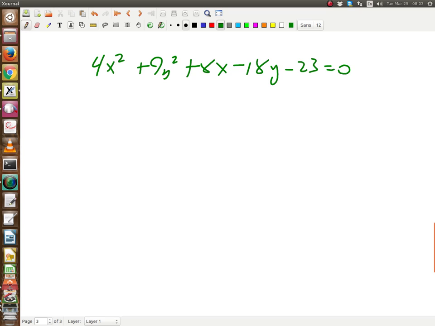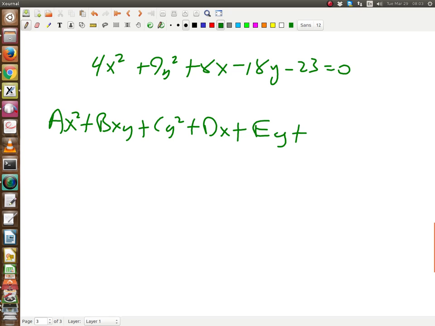Well, this comes under the heading of conic sections. Did you ever do conic sections? Ellipses, hyperbolas, parabolas? No? Conic sections in Cartesian form, x's and y's, can be written ax squared plus bxy plus cy squared plus dx plus ey plus f equals 0.